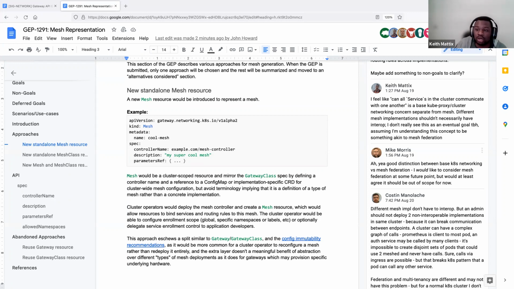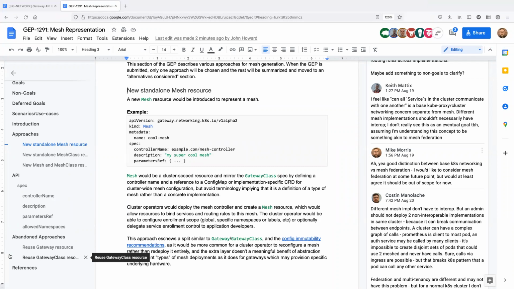I was wondering if there's a possibility of moving something like this mesh representation straight to implementable because of all the different things that depend on it. But I also recognize that because of the kind of experimental nature of Gamma, we might not want to do that. But yeah, my inclination would be something in the middle.